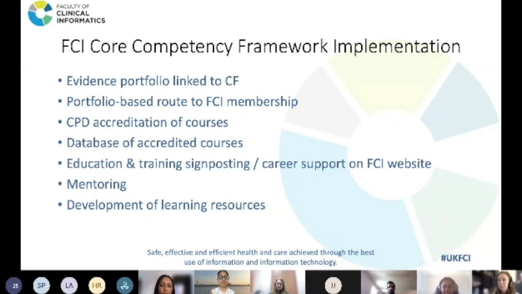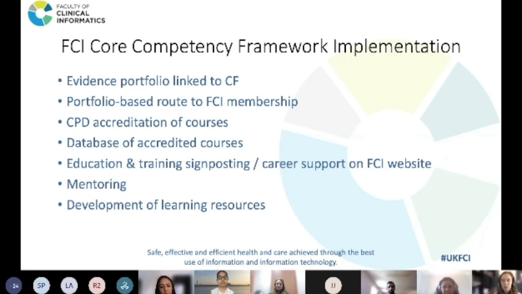We're working on developing an evidence portfolio so that our members are able to link their experience to the competency framework, and in the future that will allow people to come into faculty membership through a portfolio-based approach. We also offer CPD accreditation of courses, and we'll be linking that to our competency framework so that we're able to offer a database of accredited courses. We want to expand the way that we make education and training, the way that we signpost those and give career support on our website.